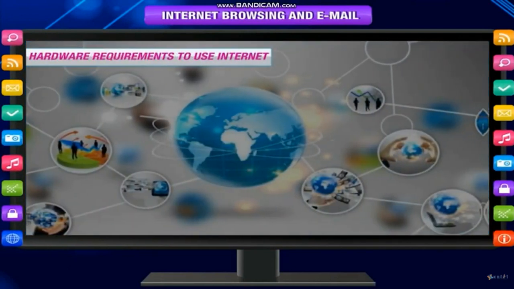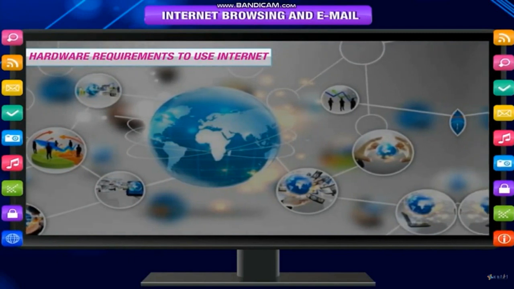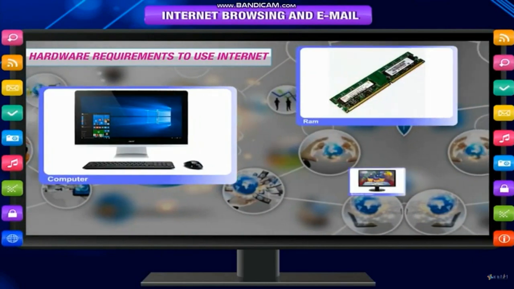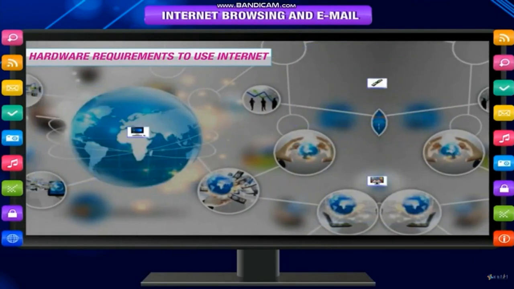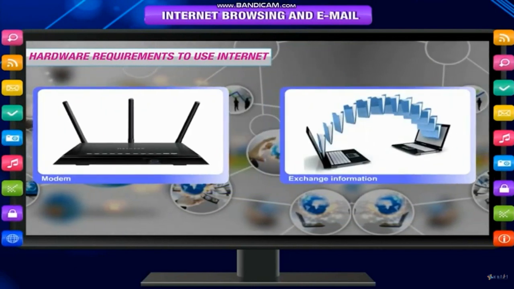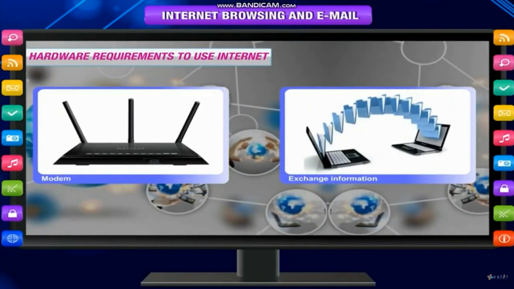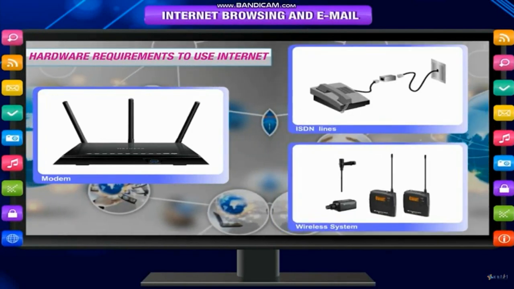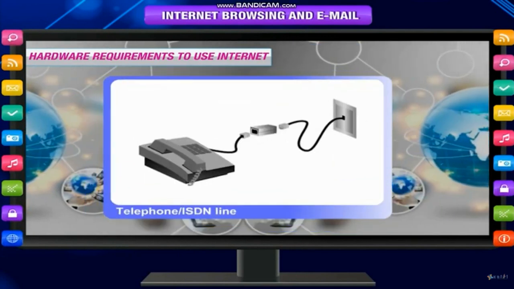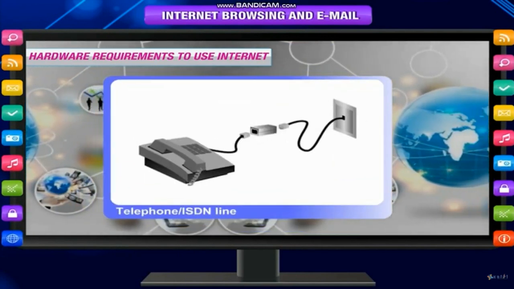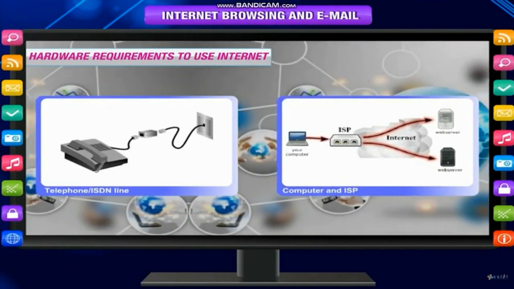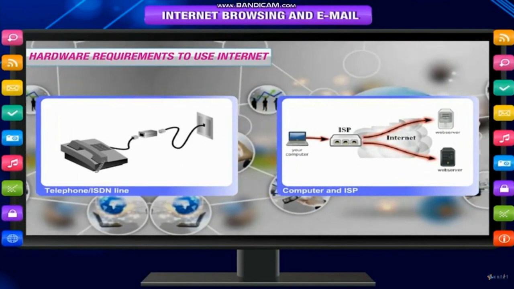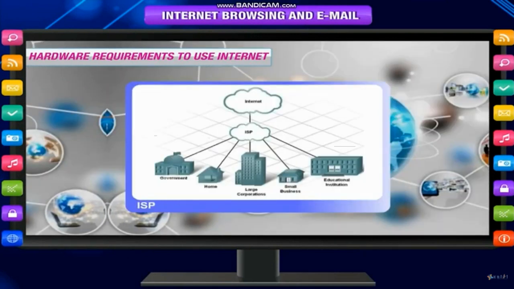And what are the requirements for the internet? We need a computer, RAM, that is random access memory, a monitor, and a modem which provides internet and exchanges information. We also need telephone lines, which we have talked about. We can also connect through a wireless system. We need an internet service provider, like Airtel or BSNL. They are the companies who provide it to us. And in this way, we can connect to internet.